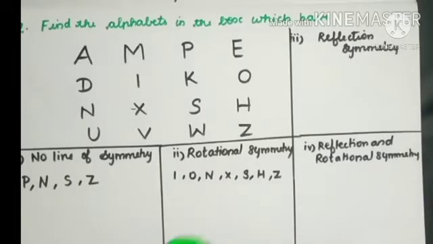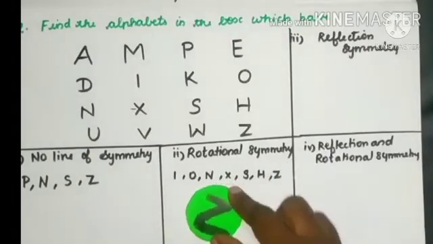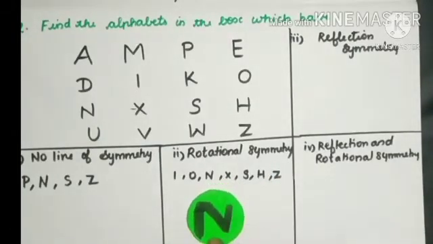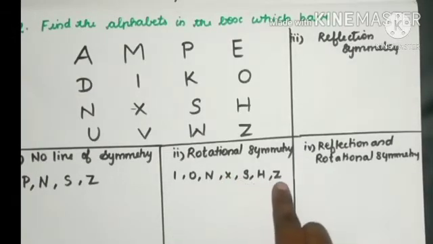Now let's check it for the letter N. If we rotate the letter N 360 degrees, again we get back the position where it started. So the letter N also has rotational symmetry. Similarly, the letters X, S, H and Z have rotational symmetry.